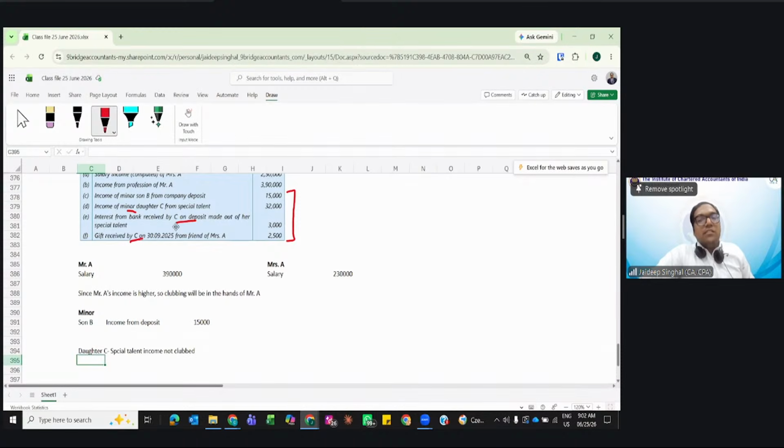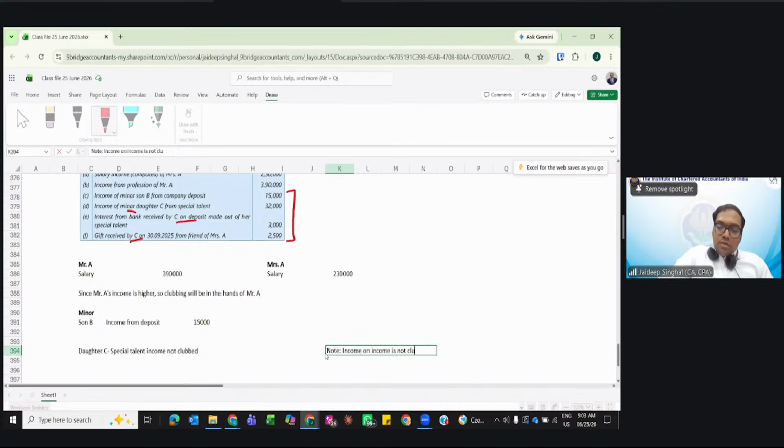Income from bank interest received by C on a deposit made out of her special talent income. See, it is income on income. Is income on income clubbed? Write a separate note here. Income on income is not clubbed normally. In the case of a minor child, every income is clubbed, except income from special talent.